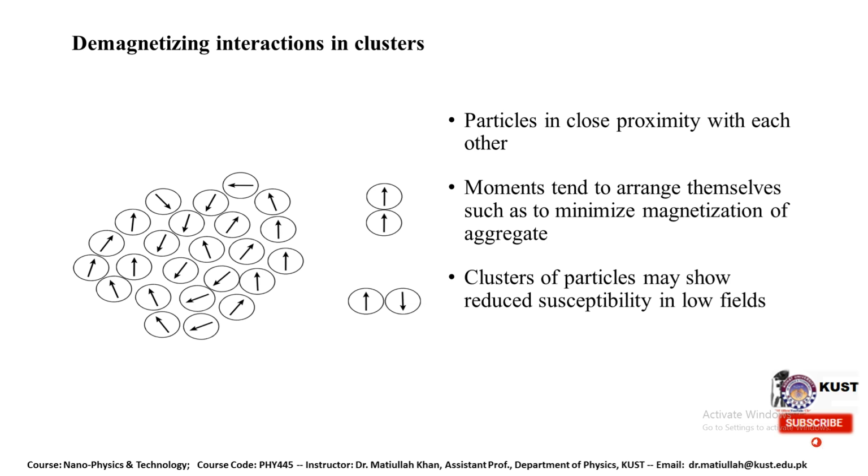So the particles in close proximity will affect each other. The moments tend to arrange themselves so as to minimize the magnetization of the aggregate. So this is actually the demagnetization process, and a cluster of particles may show reduced susceptibility in low fields because they cancel the effect of each other.